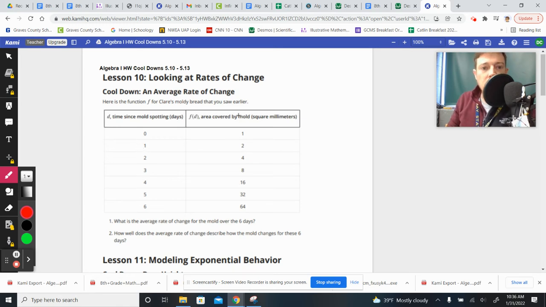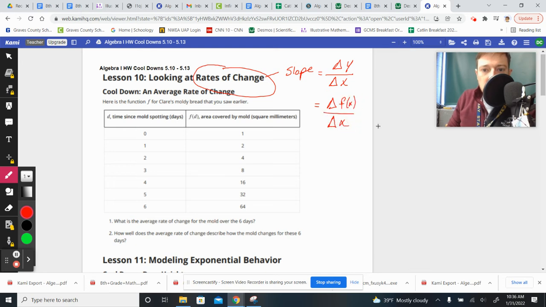So whenever we're finding rate of change, that's just another phrase for slope. They are the same thing. And we know that slope is simply your change in your y values over your change in your x values. So you can subtract the difference of your outputs and divide it by the difference of your inputs. For a function like this, slope can also look like the change in your f of x over the change in your x. So the change in your outputs over your inputs.